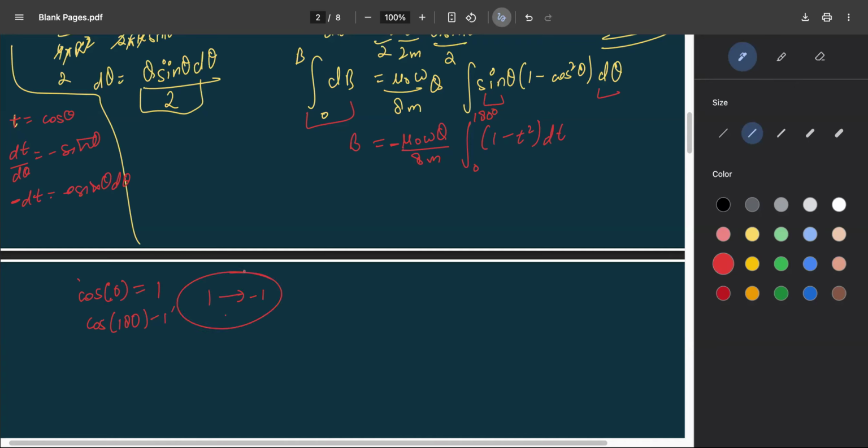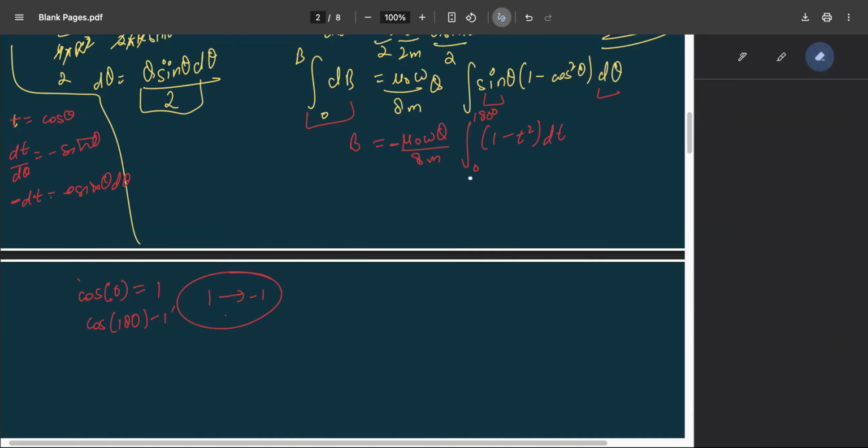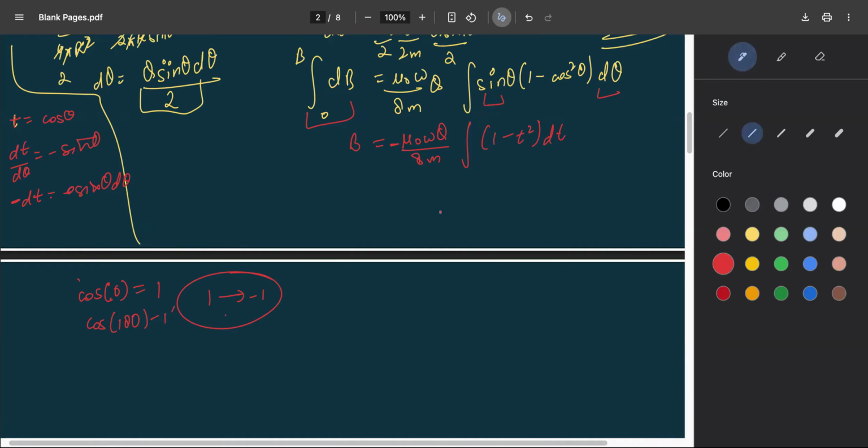Either do this way, or put the value. So here, instead of this, you can directly write 1 to minus 1. So B is negative mu naught omega q by 8 pi, integral of t square, which is t cube divided by 3. Now put the value. The moment you put the value, what are you going to get? Initial is okay. This is actually the bigger value.